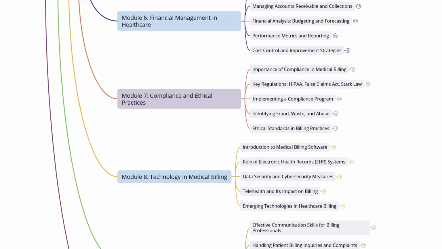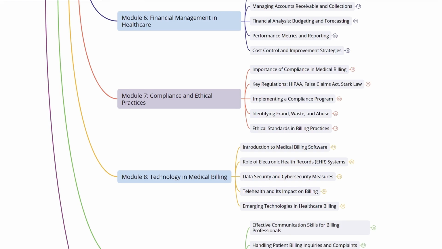In today's healthcare environment, adherence to regulatory requirements and ethical standards isn't just a matter of best practice. It's a legal obligation that protects providers from penalties, fines, and reputational damage. Simultaneously, rapid technological developments are transforming how billing is managed, offering opportunities for greater efficiency, security, and improved patient care.